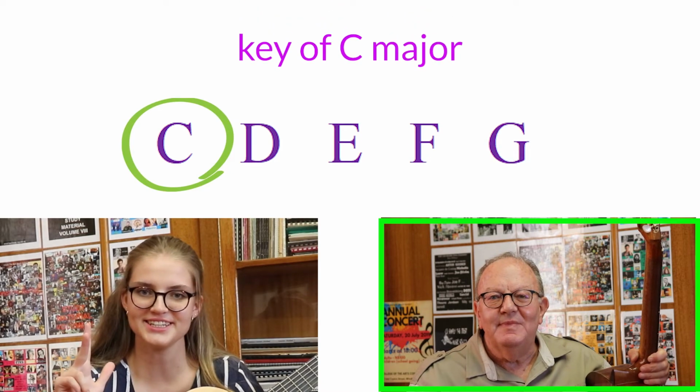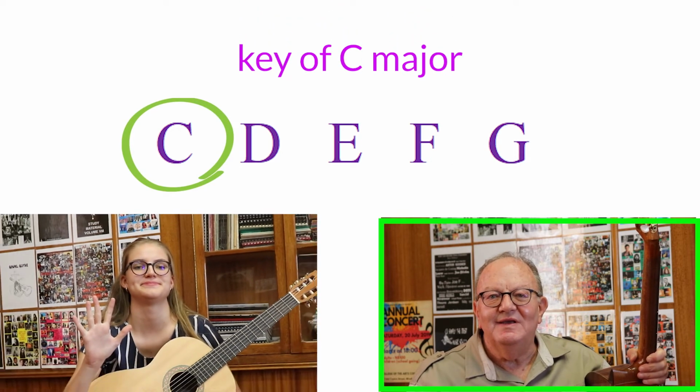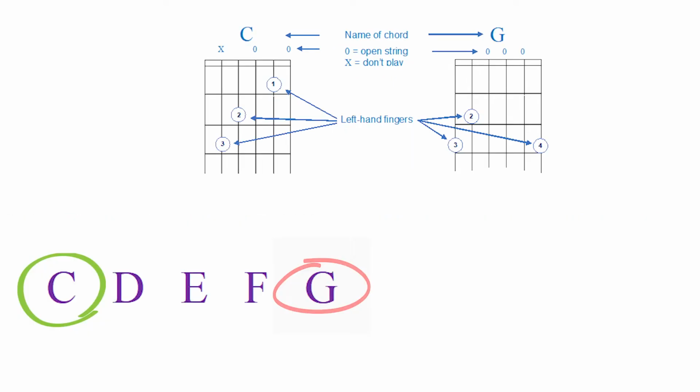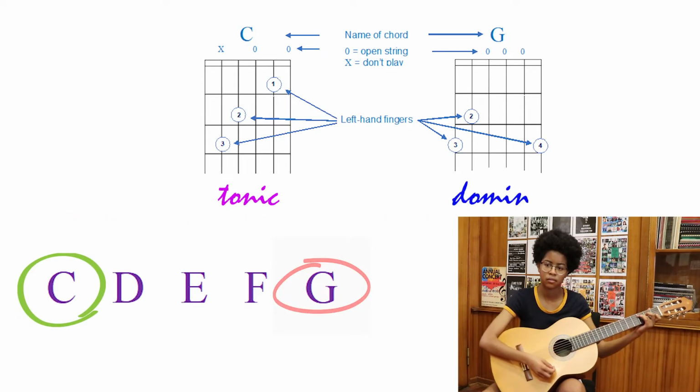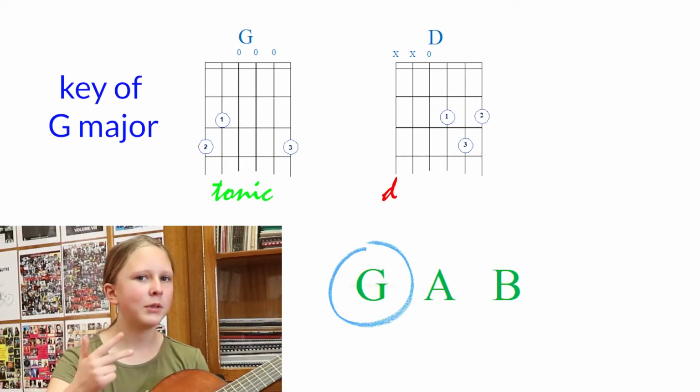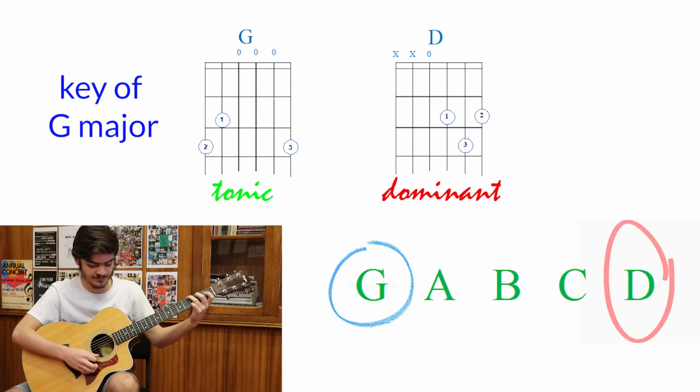As a simple rule of thumb, you can count on your fingers. In the key of C or C major, the fifth note is G. C, D, E, F, G. So the tonic and dominant chords in C major are C and G. In the key of G, the tonic and dominant chords are G and D.